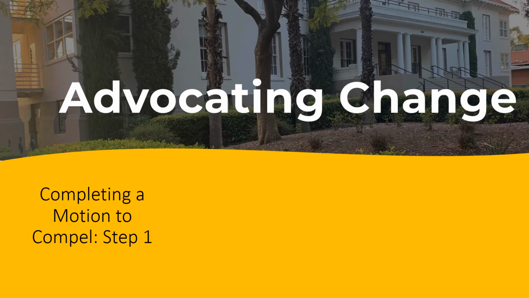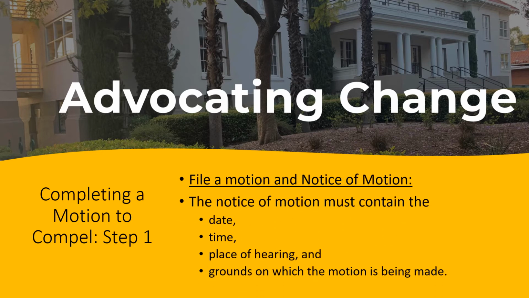Completing a motion to compel. Step 1. File a motion and notice of motion. The notice of motion must contain the date, time, place of hearing, and the grounds on which the motion is being made, and it should include whether sanctions are being requested and against who.